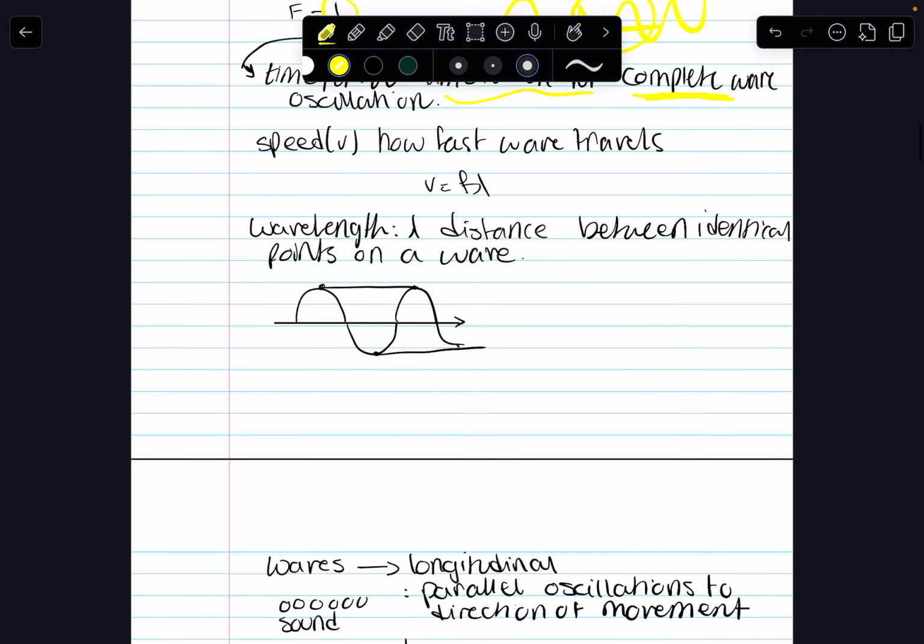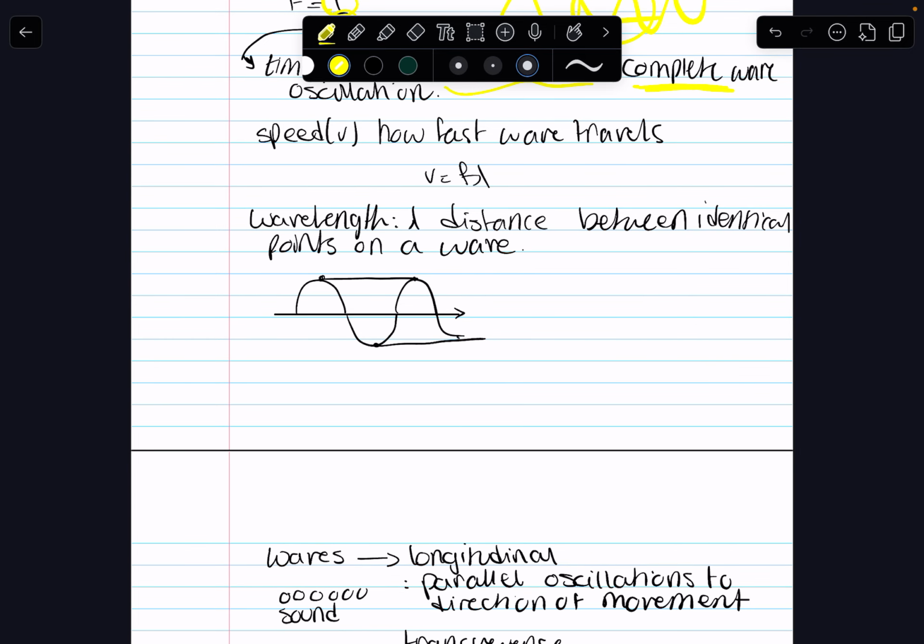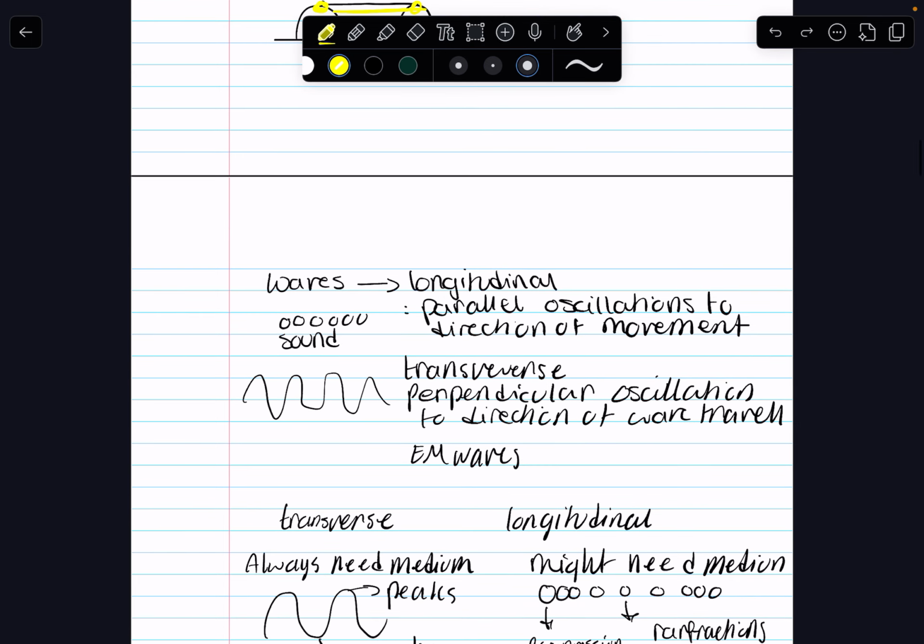Then we have wave speed, which just says how fast a wave travels, and that formula is frequency times lambda. Lambda is the wavelength, and it's the distance between two identical points on a wave. So it could be a peak to a peak, a trough to a trough, or any identical point on a wave. It would always be the same thing.